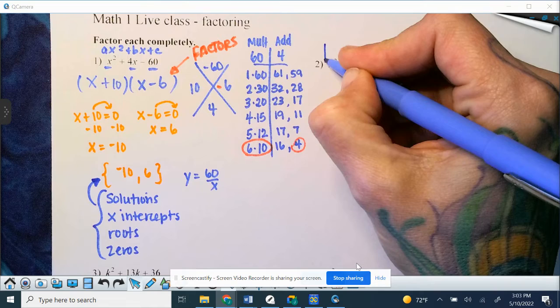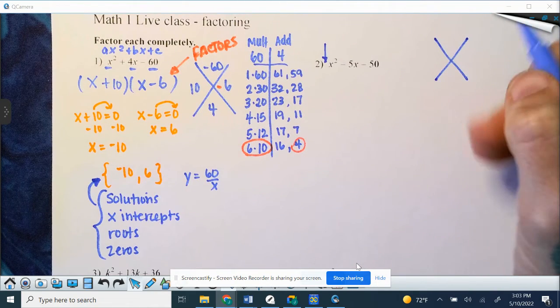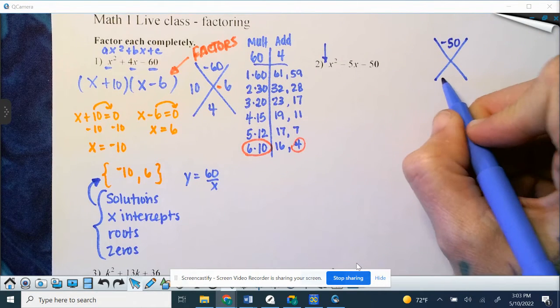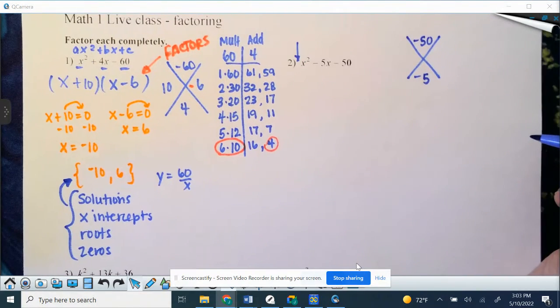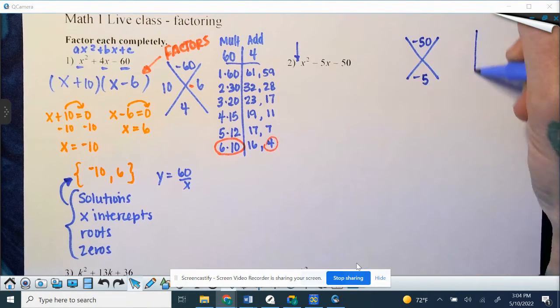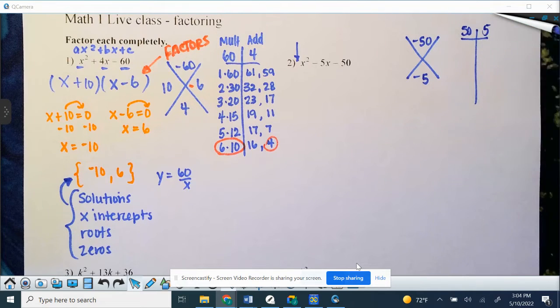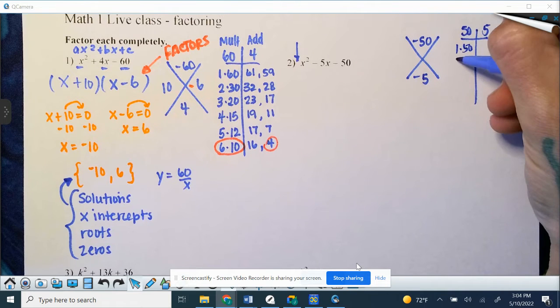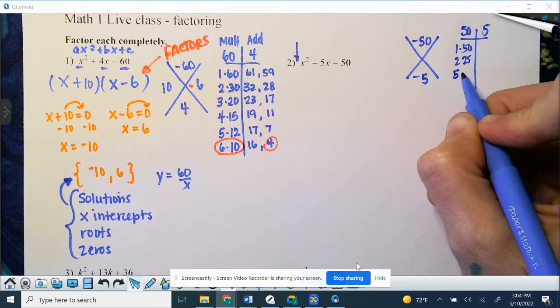A is 1, so we can go ahead and start our big star. I'm going to put c, so negative 50, and then negative 5. What two numbers could I multiply together to get 50, but add or subtract to give me 5? In this case, they're both negative. So you have 1 and 50, 2 and 25, 3, 4, 5, and 10.